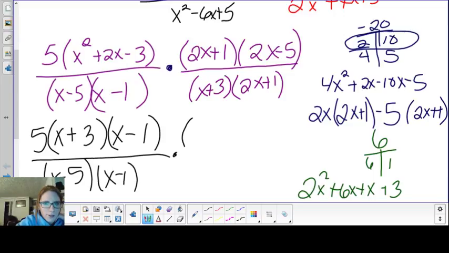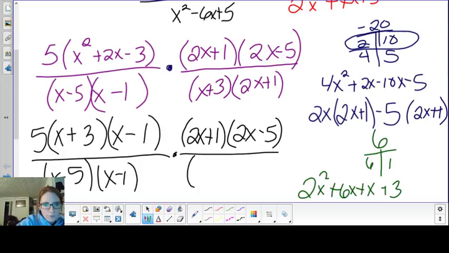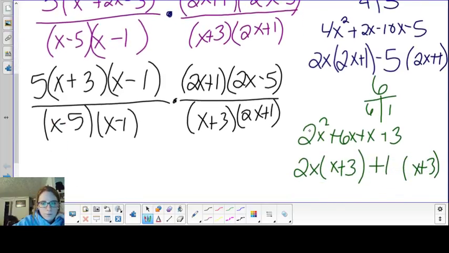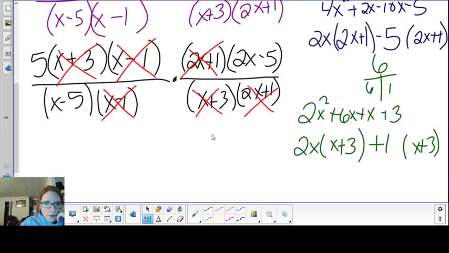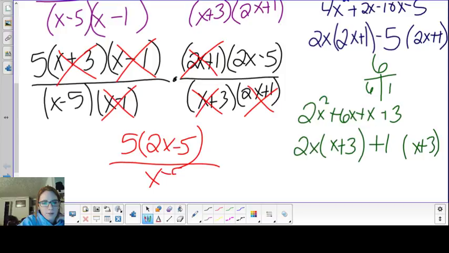Now we can go ahead and try and cancel stuff out. So say goodbye to my x minus 1s. Say goodbye to my 2x plus 1s. Say goodbye to my x plus 3s. And all I have left is 5 times 2x minus 5 over x minus 5.